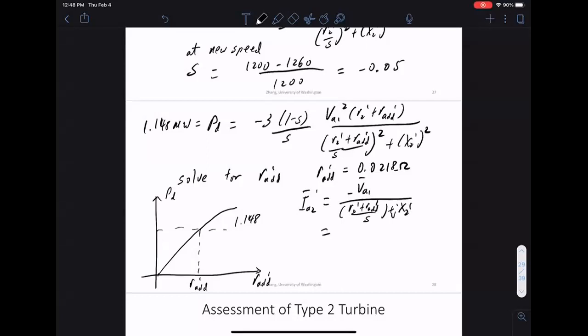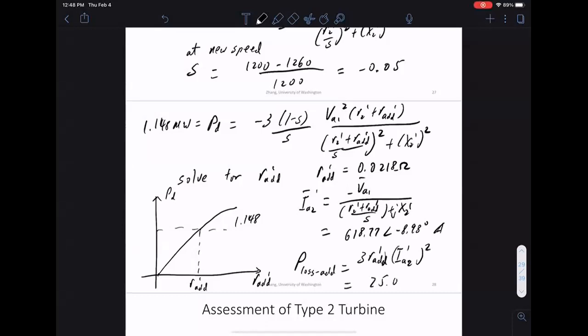This is 618.77 extra degrees amps. So the power loss in the added resistor is 3 R add prime IA2 squared. This is 25.04 kilowatts. Any question for this problem?